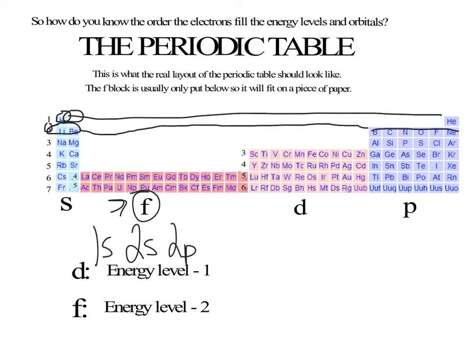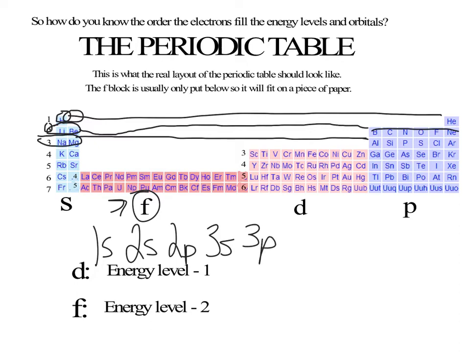Oh, hey, I hit the end of my line, go to the next one down. Oh, the next one is energy level 3, and it's a 3s. I read across, read across, read across, read across, read across, and then I hit a 3p. So far, so good, nothing too crazy. Here's where it gets interesting. I hit the end of my line. I go down to my next line.